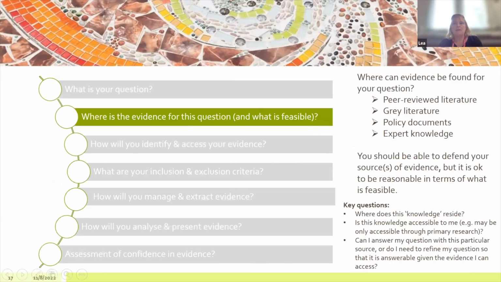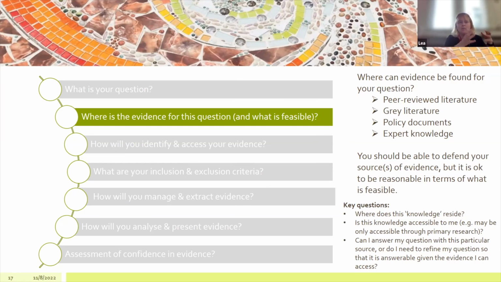Okay. So then we move to the next stage where really we're asking the question, where's the evidence base? So we sit down and we say, where can evidence be found? Is it in the peer-reviewed literature, gray literature, policy documents? Maybe it's actually expert knowledge. You should be able to defend your sources of evidence. So if you are doing a review and you're missing a core evidence base, then your review will be biased. But it's also okay to be reasonable and say, we think there's important evidence here, but we can't access that evidence for some reason.